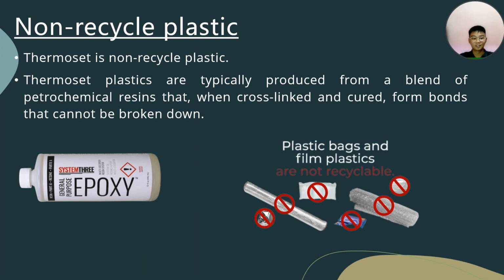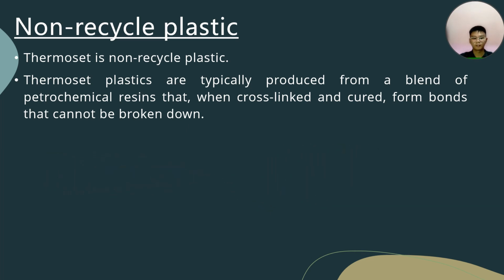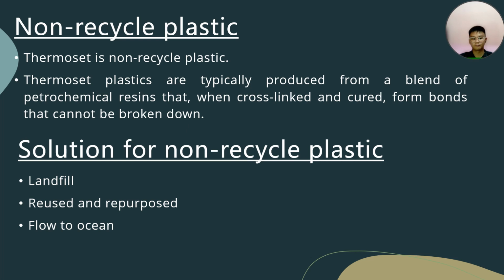Next, non-recycled plastic. Commonly, a thermoset is non-recycled plastic and is typically produced from a blend of petrochemical resin. The cross-links form bonds that cannot be broken down, so it is non-recycled plastic. So what is the solution for them? Landfill, reuse and repurpose, and sometimes, unfortunately, it will flow to the ocean.